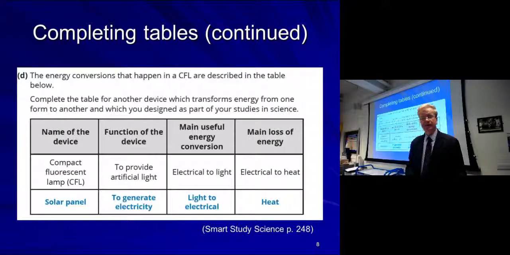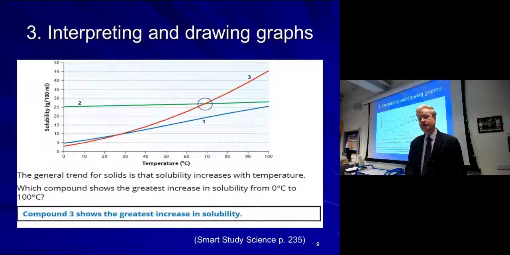In completing tables, you could be asked about energy changes, as you can see there in a solar panel. What is the energy conversion that takes place, and what's the main loss of energy? In addition to completing tables, you can also be asked about interpreting and drawing graphs. And this is the third major category, and a very important category, because you can always expect to be asked questions about drawing and interpreting graphs.